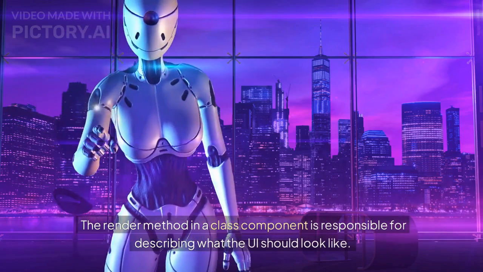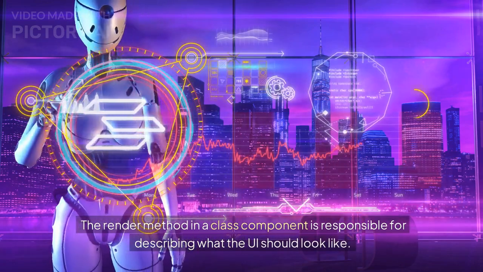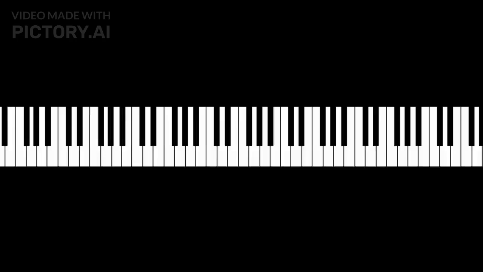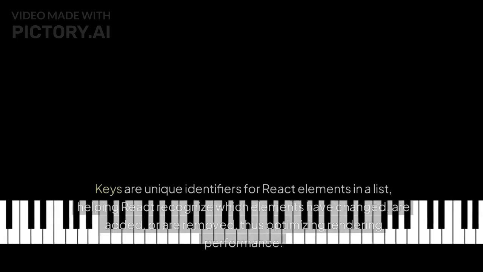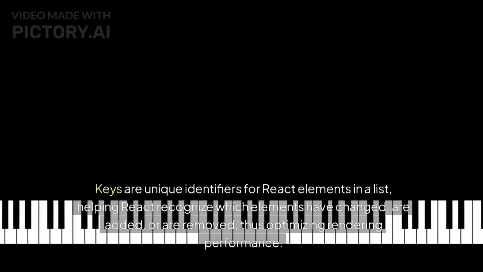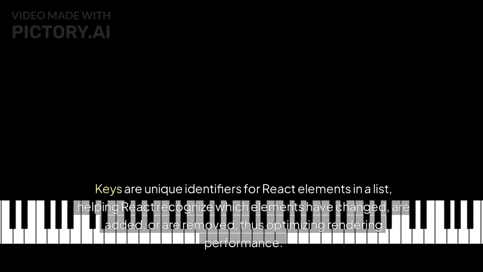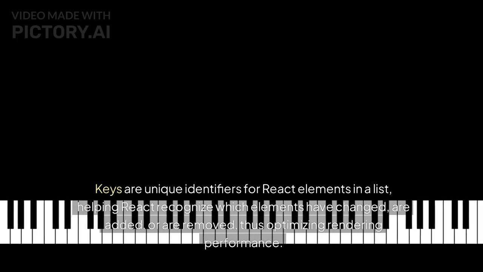The render method in a class component is responsible for describing what the UI should look like. It returns React elements that will be rendered to the DOM. 9. What is the significance of keys in React? Keys are unique identifiers for React elements in a list, helping React recognize which elements have changed, been added, or been removed, thus optimizing rendering performance.